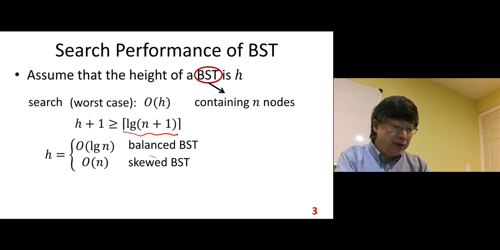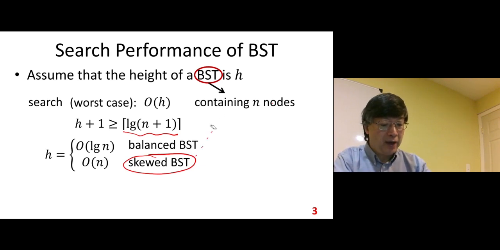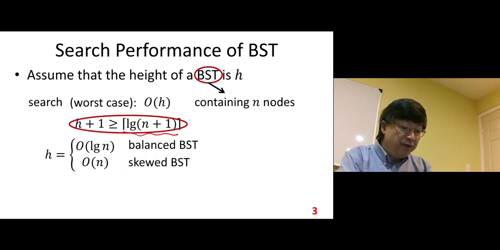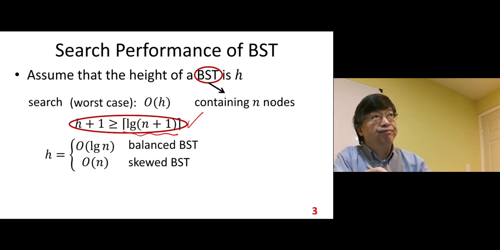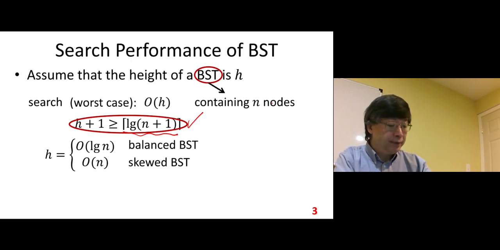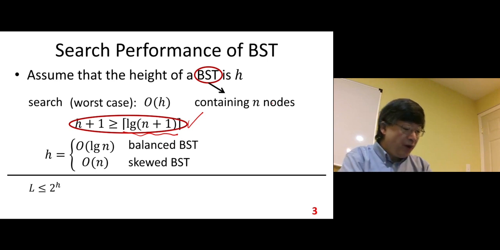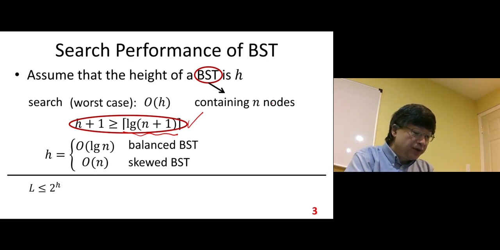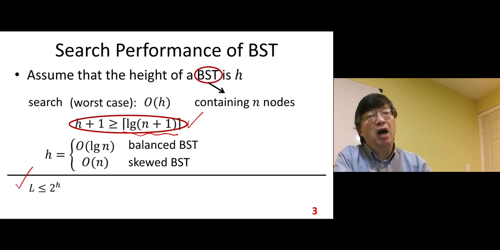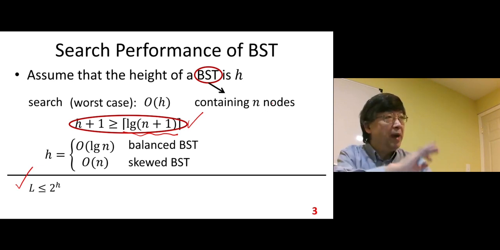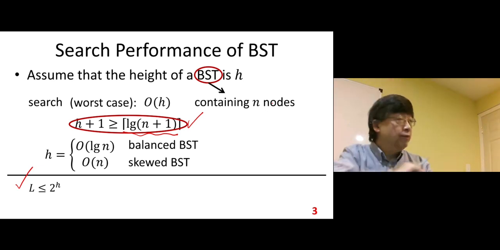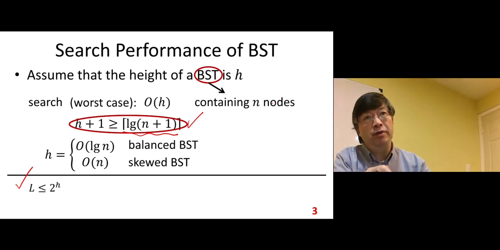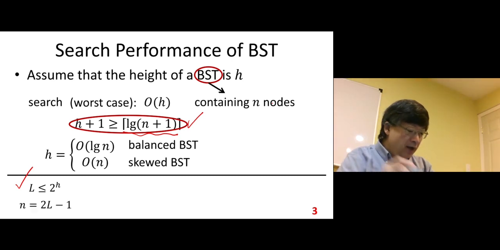I already explained that skewed way, like that. Next, I want to explain how to get this formula. Pretty easy. First, we know L is less than or equal to 2 to the h. This is true for any binary tree, arbitrary binary tree, no matter skewed, balanced, full or general, we always have this inequality.